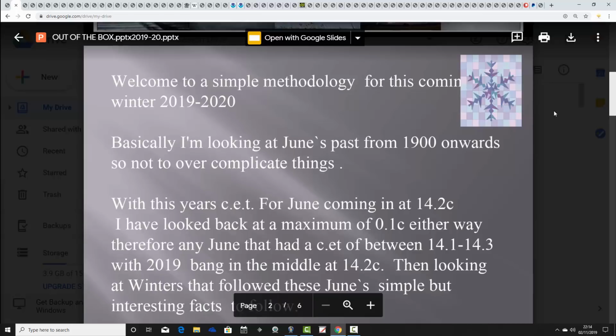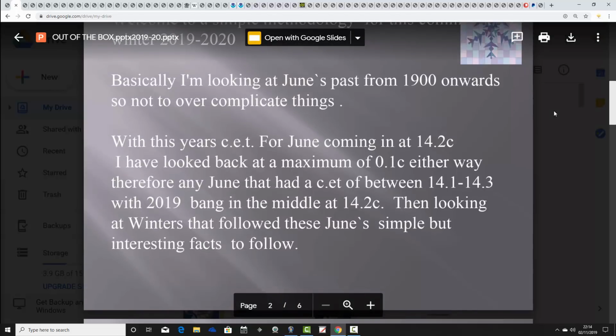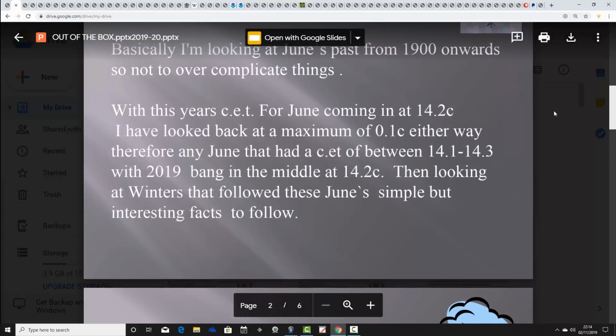Welcome to a simple methodology for the coming winter 2019-2020. Basically, I'm looking at Junes past from 1900 onwards, so not to overcomplicate things. So we're not going back into the 1800s with this outside of the box. We're going to be from 1900 onwards.